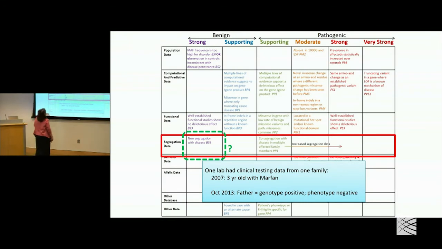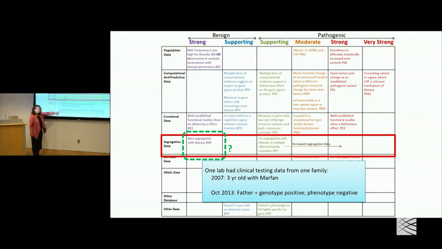Next in this Marfan variant, looking at segregation data. In this particular case, there were no good segregation studies. One lab had clinical testing from one family. The proband was a 3-year-old with a diagnosis of Marfan, and later, the father came in and he was genotype positive, phenotype negative.